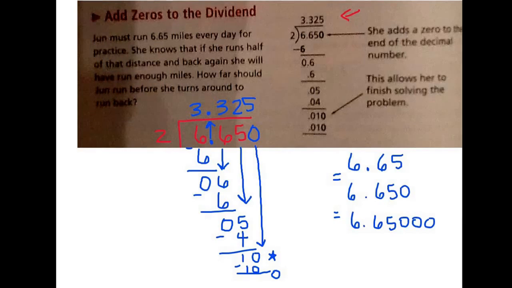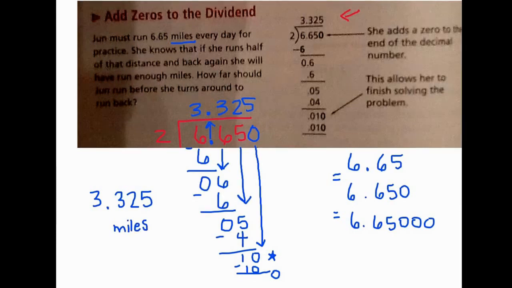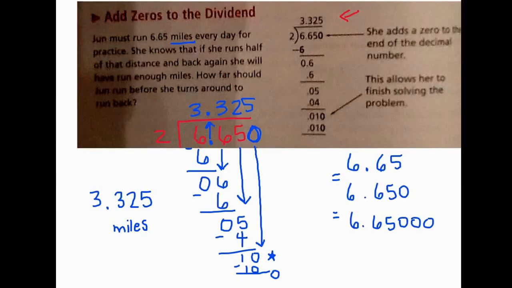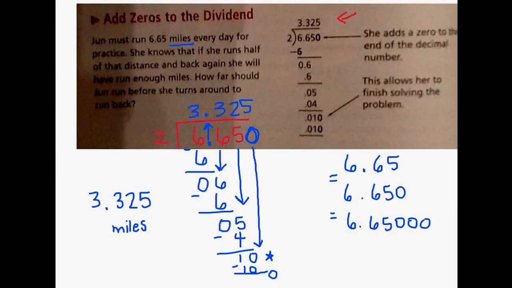So I found my final answer of 3.325, and then they were talking about miles in the problem, so I know miles will be my label. So again, we'll show you some more examples like that where you have to add a 0 to the dividend. Just be careful to remember that if you run out of numbers to bring down, we don't want remainders. Instead, just add a 0 on to the end of the number that you're dividing into.